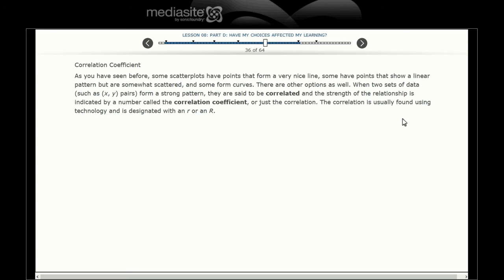Let's just see, some scatter plots have points that form various lines. Some have points that show a linear pattern but are somewhat scattered, and some form curves. There are other options as well. When two sets of data, XY pairs, form a strong linear pattern, they are said to be correlated, and the strength of the relationship is indicated by a number called the correlation coefficient, or just correlation. We refer to this as either little r or big R, depending on what kind of technology you use.